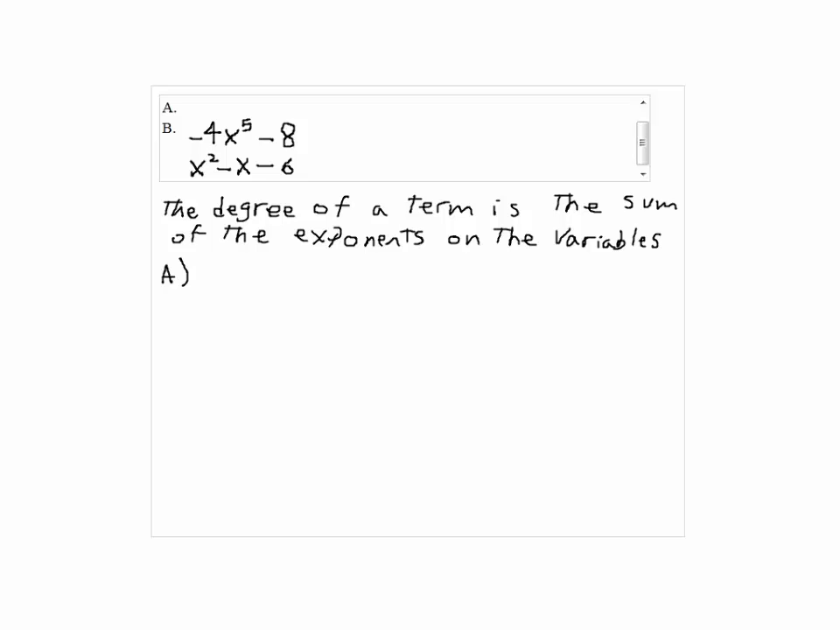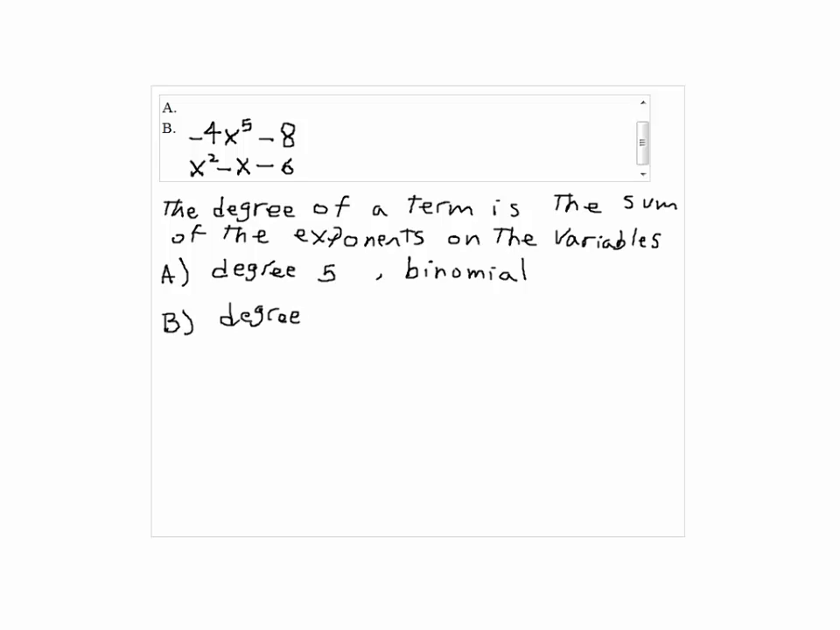So for part A, degree is 5, and also we need to know the name of the polynomial. We have to count how many terms we have. We have 2 terms here, and this is known as binomial, means two terms polynomial.